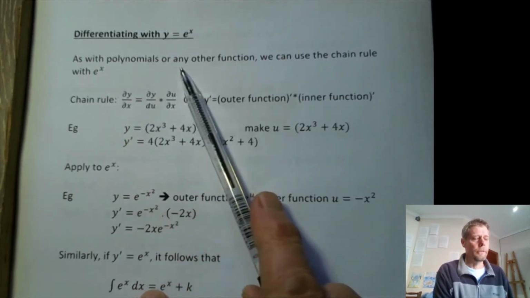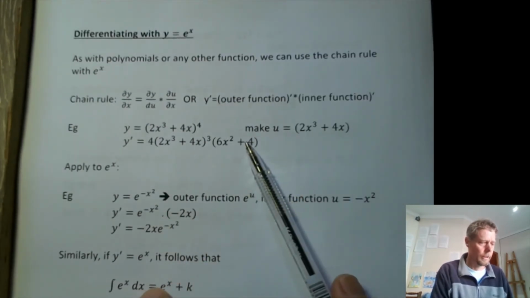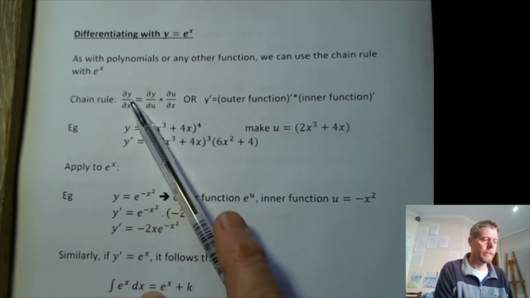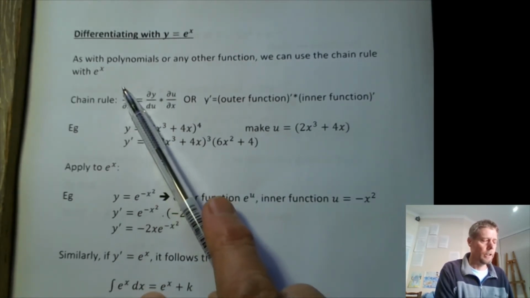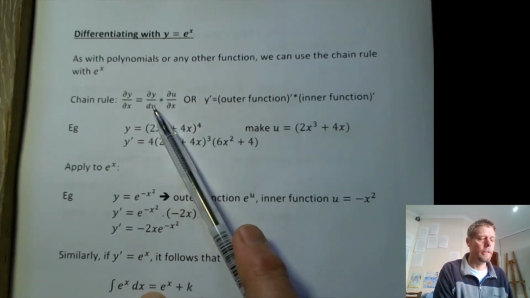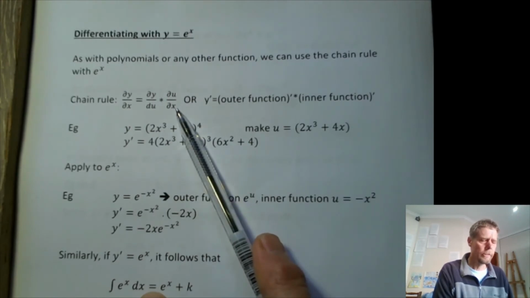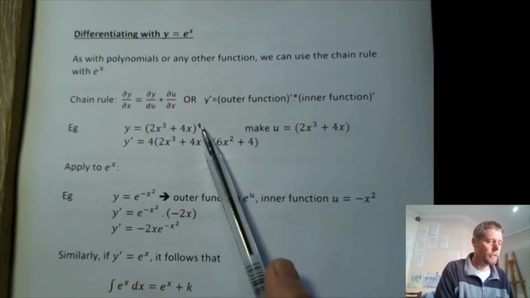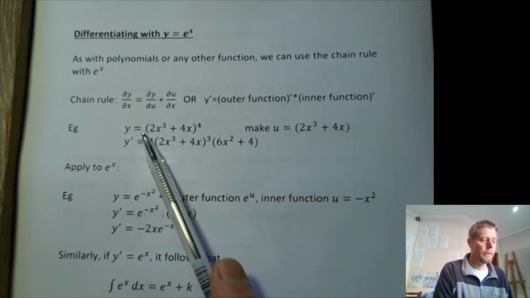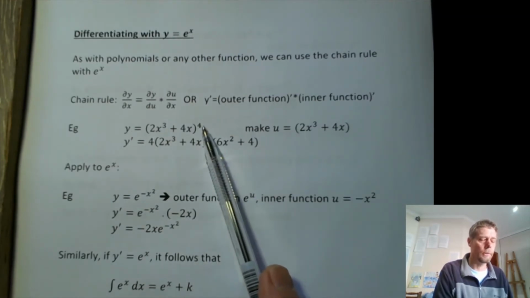As with polynomials or any other function, we can use the chain rule. So just to recap, the chain rule says dy dx, the slope of y with respect to x, is equal to dy du times du dx. This is only useful when we can find some other u that we can express y in terms of. Let's do a little example, just to recap. I have a polynomial here: y equals (2x^3 + 4x)^4, and I want to differentiate it.